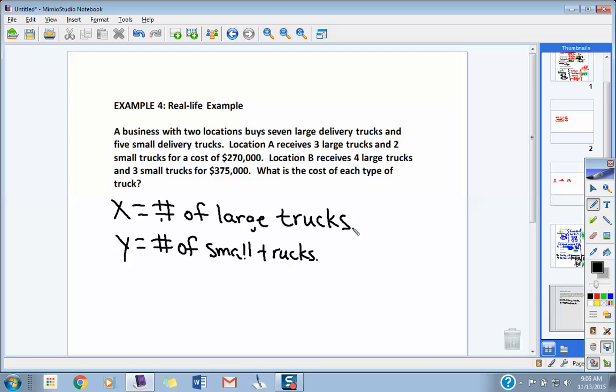Underline this right here. Location A receives 3 large trucks, 2 small trucks for a cost of $270,000. How about a volunteer to help me write an equation for the first part of the system for location A? 3x equals 270,000. Okay, let me write this down, Tori, and you tell me why you wrote that first equation the way you did. Because there's 3 large trucks and 2 small trucks. So 3.